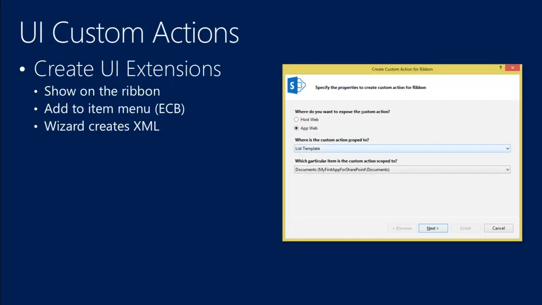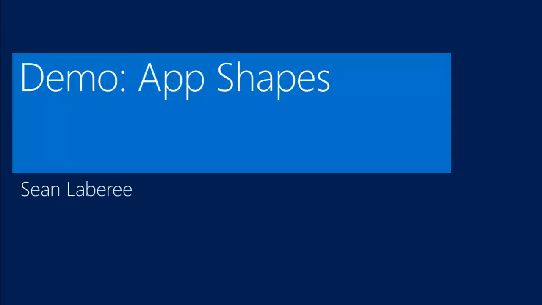We also provide wizards for creating UI custom actions. These are the menu items or the ribbon commands that you want to expose. And again, our wizard will generate all of the XML that you need to work with. Although, for both the client web part and the UI custom actions, you can hand edit this XML yourself if you want to tweak and change some of the key properties. So now I'm going to switch back into a demo of these app shapes.